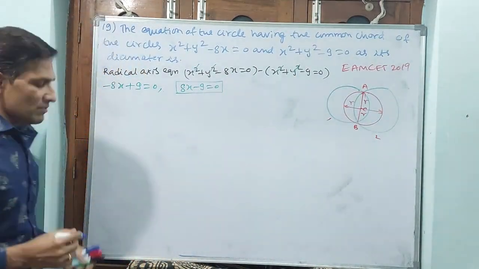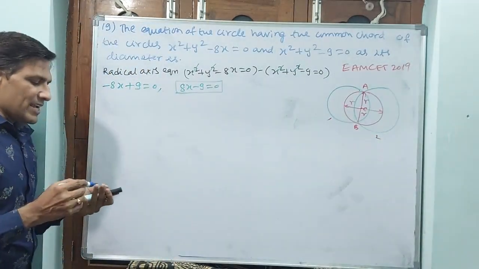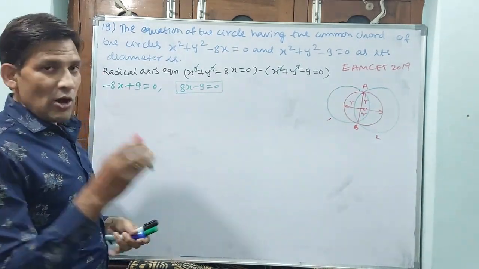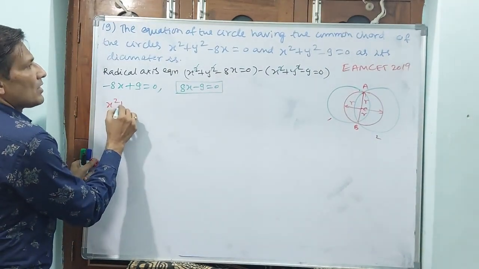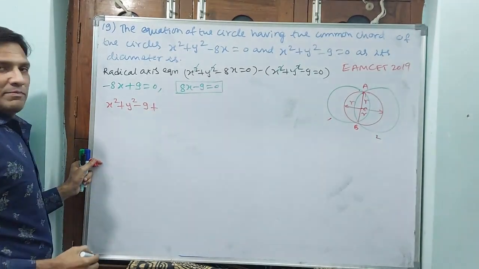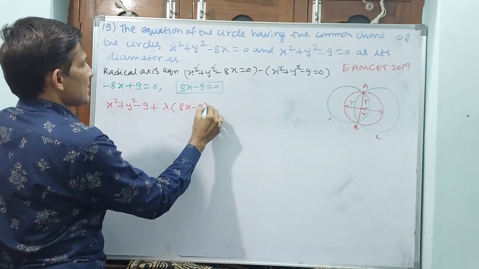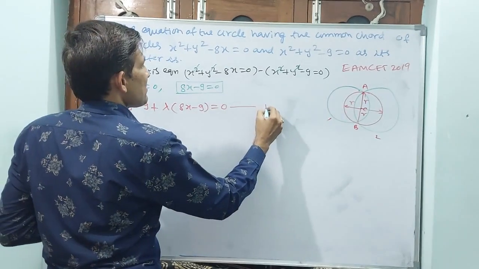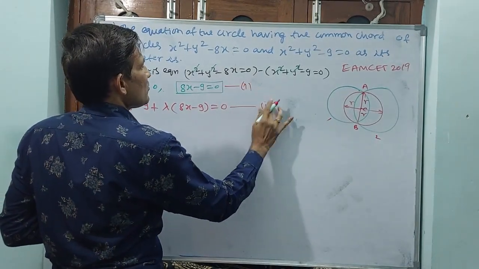Okay, radical axis equation. This is AB, simply line AB. How you have to write? You see, second equation you write again. How I am writing, you see. x square plus y square minus 9 plus lambda into this you write 8x minus 9 equal to 0. This you can take as equation 1 or 2, whatever it may be. If this is equation 1, then you take this as equation 2.